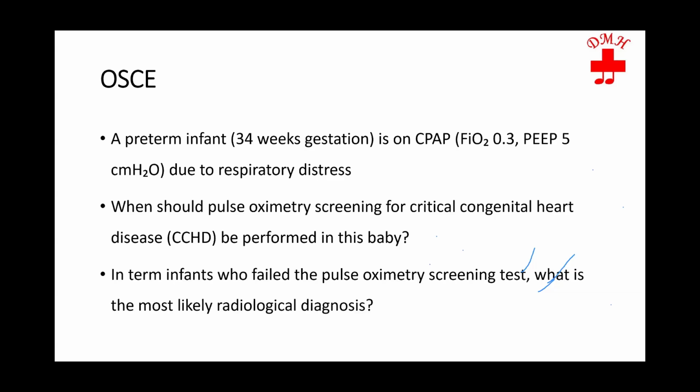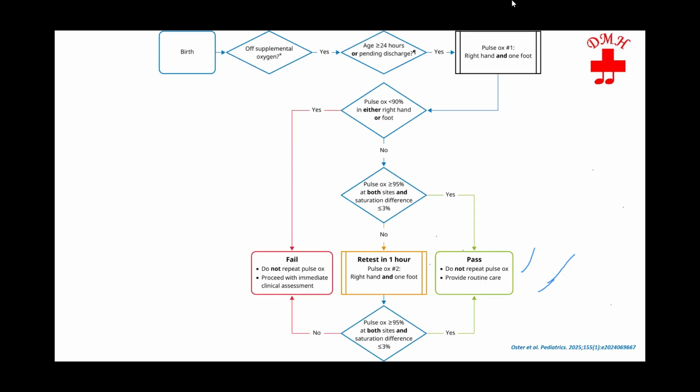So let us go through the current guideline. The first question we need to ask is whether the baby is on any respiratory support or not. If the baby is not on any respiratory support, then at more than 24 hours or pending discharge, whichever is later, pulse oximetry screening is done for critical congenital heart disease. Where should we put the probe? On the right hand and one of the feet. If the screen shows, at any site, saturations less than 90%, it is called a fail. The test is a fail, and this baby needs evaluation.